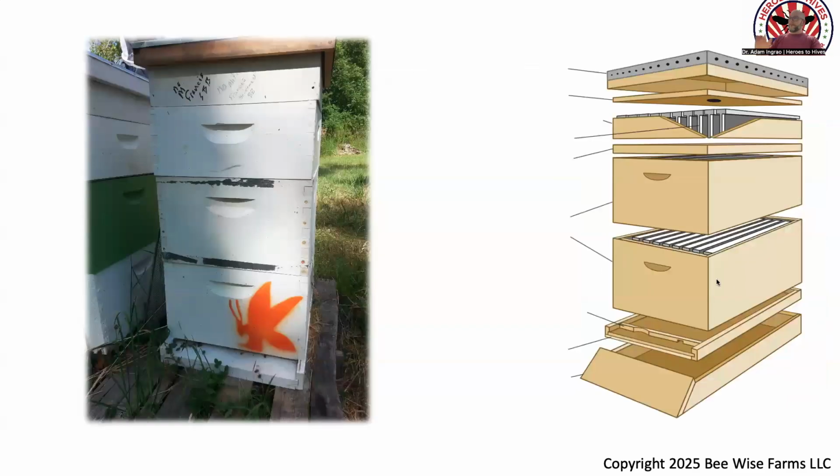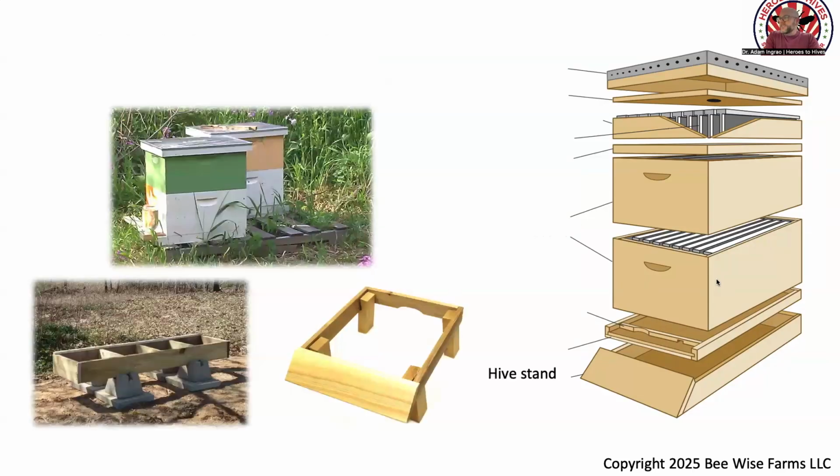So let's go through it piece by piece so you fully understand what each one of these components is on this beehive. All right, so let's start at the bottom with the hive stand. The hive stand is basically the bottom piece of your hive. You do not set your bottom board directly on the ground because of moisture and pests. Moisture and pests will destroy a hive that sits directly on the ground.